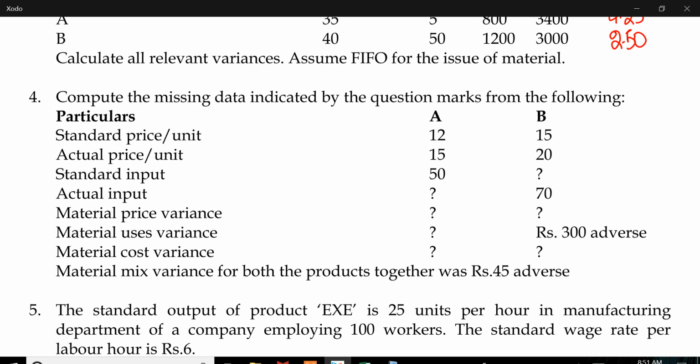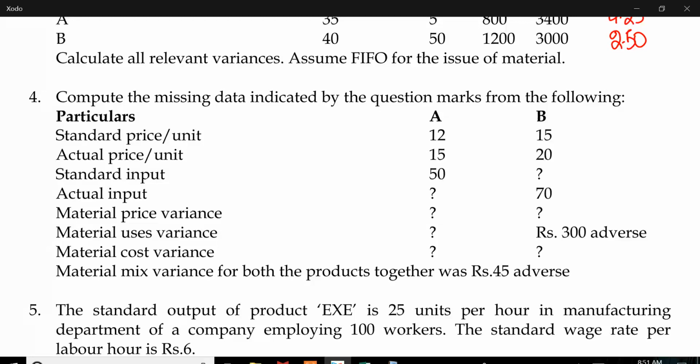Let's move to question 4. Compute the missing data indicated by the question marks from the following: standard price, actual price, standard input, actual input, material price, usage, cost, mix variance for both the products together is 45 adverse. Nothing much to read in this question. I'll start explaining the problem directly.